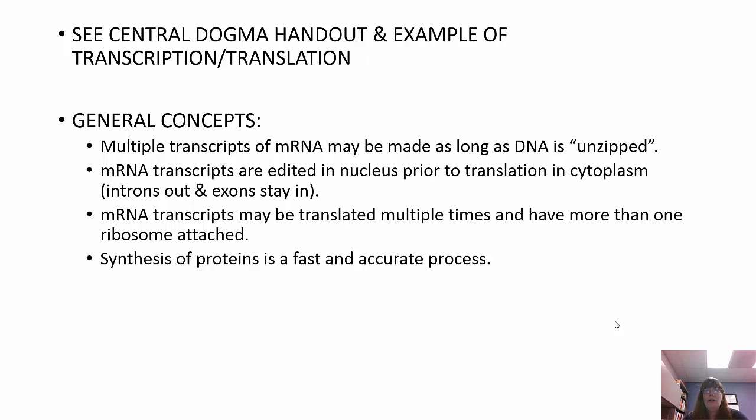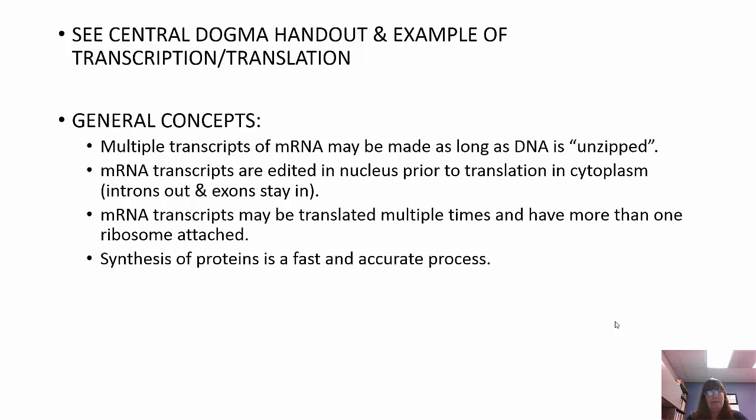Multiple transcripts of messenger RNA can be made as long as the DNA is unzipped. Messenger RNA transcripts are edited in the nucleus before translation occurs in the cytoplasm. So what happens is the introns are cut out and the exons stay in and are spliced together. So the exons are what are actually expressed. And you can get multiple transcripts by splicing it in different ways.